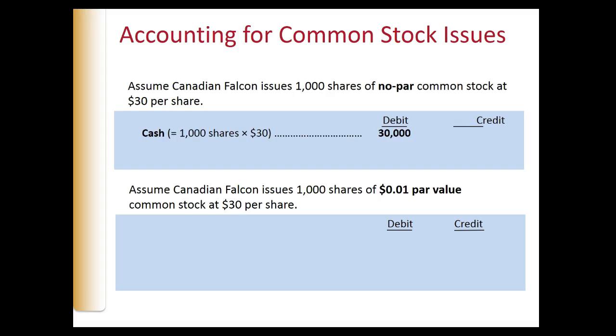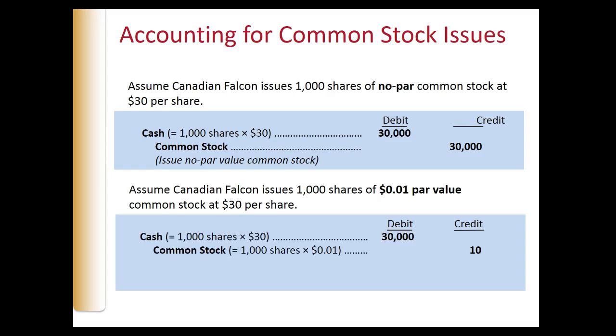Now, when a company receives cash from issuing common stock, it debits cash. If it issues no par value stock, the corporation credits the equity account called common stock. So, for example, in this first journal entry, let's assume Canadian Falcon, a specialty retailer of casual apparel and accessories, issues 1,000 shares of no par common stock at $30 a share. We record the transaction as shown here, with a debit to cash for $30,000 and a credit to common stock for $30,000.